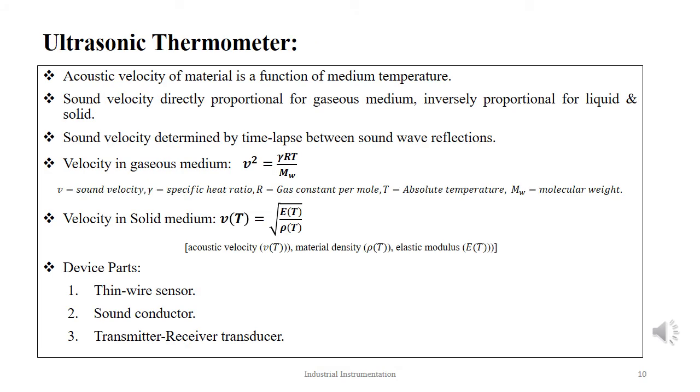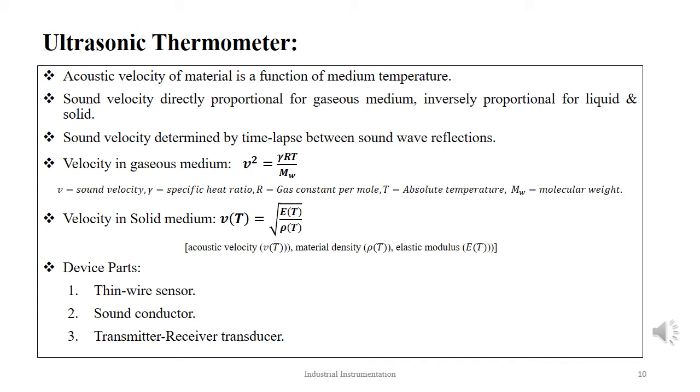The ultrasonic thermometer utilizes the effect of temperature on sound wave velocity in the transmitting medium. The thermometer can be used in gaseous, liquid, and solid mediums. The sound velocity is directly proportional to temperature for gaseous mediums and inversely proportional in liquid and solid mediums. That is, the sound velocity goes up as temperature increases in the gas environment, but decreases with temperature increase in liquid and solid mediums.